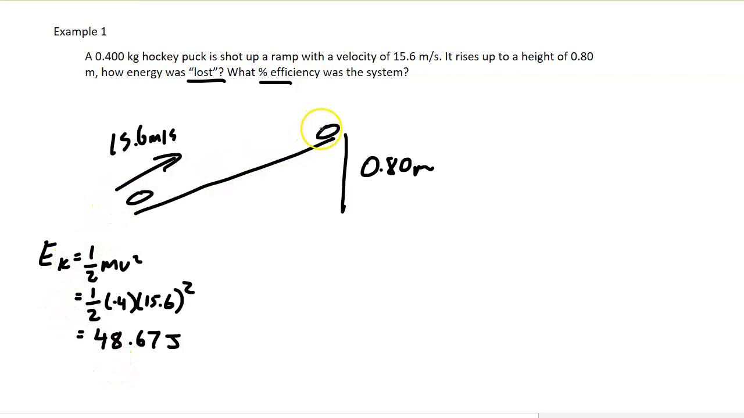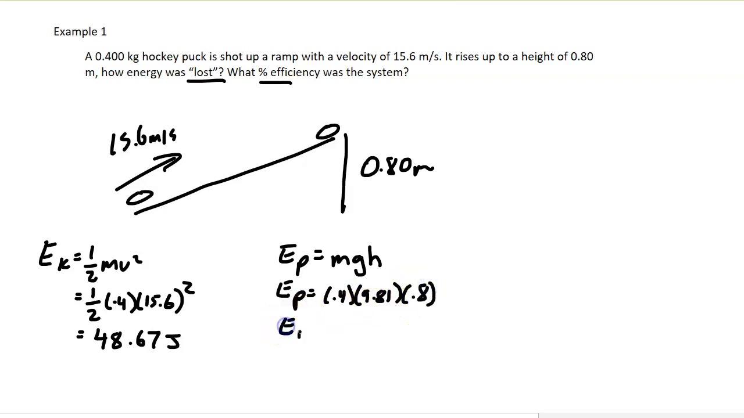Well, how much is there as this puck reaches the top of the ramp? This kinetic energy has all become potential energy. And so EP is equal to mgh. So the mass, again, is 0.4, acceleration due to gravity 9.81, and 0.8, which means the potential energy here is actually only 3.14 joules. Hey, look, pi. Fun.